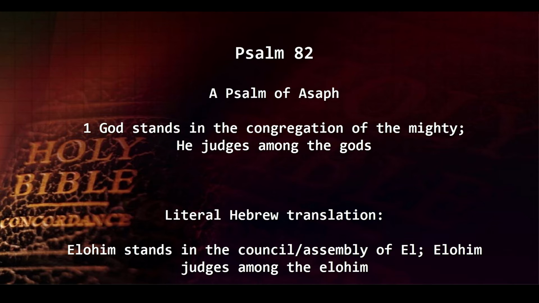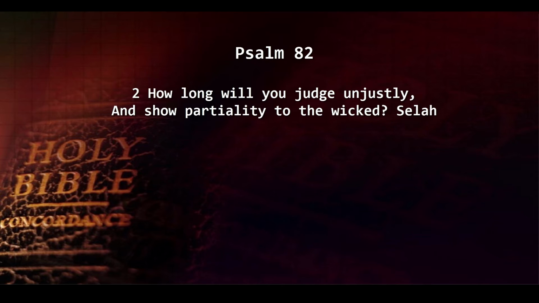Now watch. What's his problem with these gods? "How long will you judge unjustly? And show partiality to the wicked." This is his problem with these gods. They're corrupt. They're evil. They're siding with the wicked. They're helping the wicked against the righteous and the poor and the oppressed.